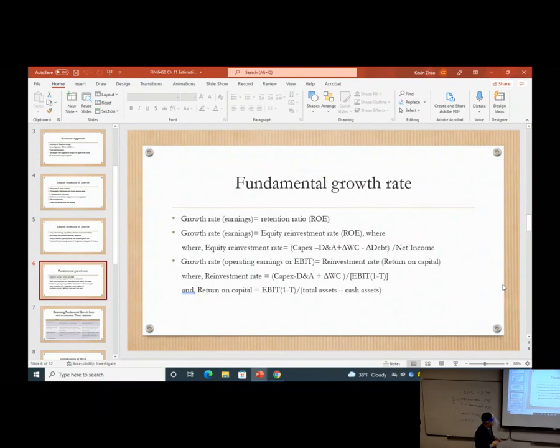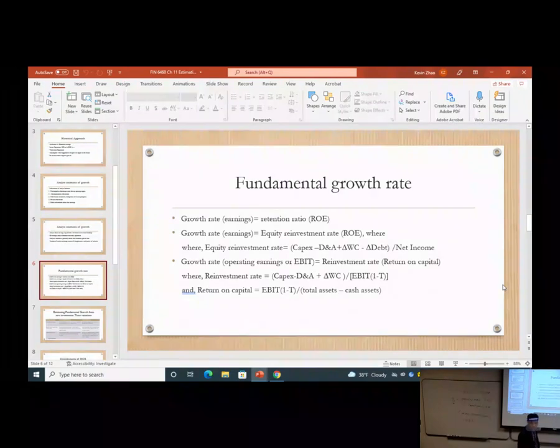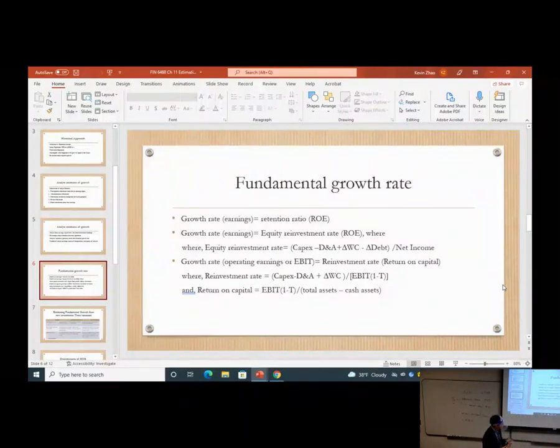And there's another method that you can utilize, which is based on capital. It's a reinvestment rate based on capital times return on capital. So when you do this capital-based reinvestment rate, of course, net capex minus depreciation and amortization, and plus changing working capital. Since this includes all the capital, meaning debt plus equity, you don't need to subtract this change in debt. But the denominator will change as well.